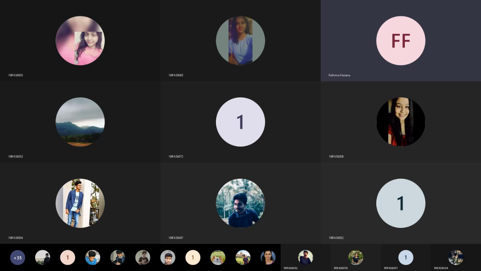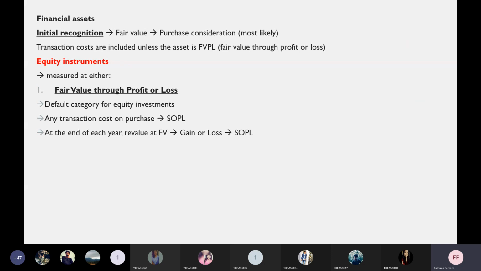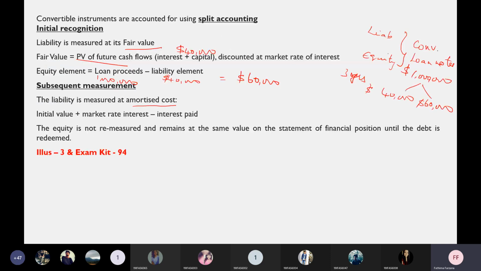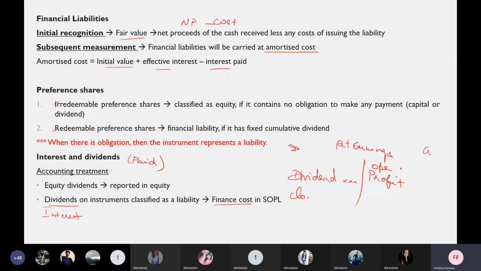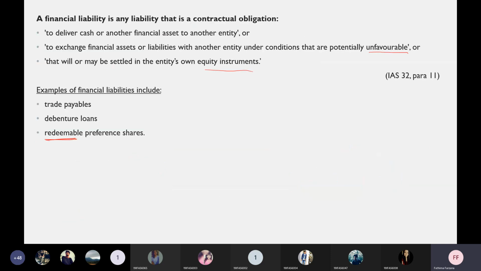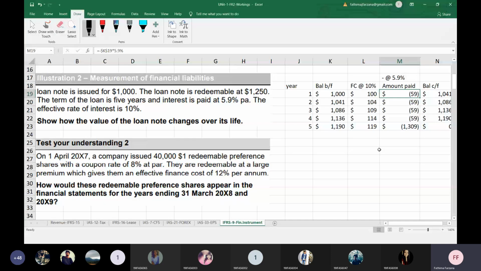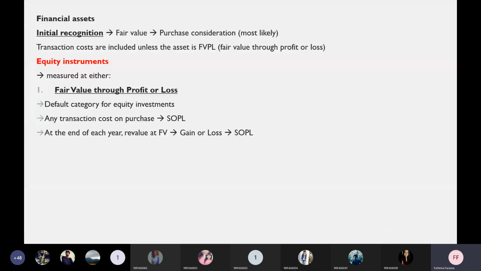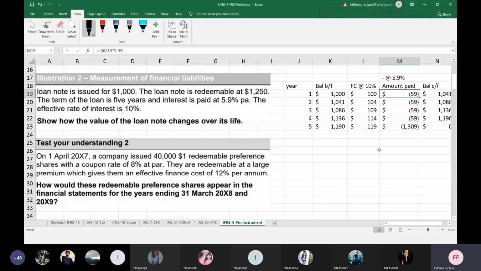So in the PPT, meanwhile, we were discussing subsequent measurement of convertible instruments, correct? And we should start with financial assets. Okay, fine. First, we'll finish convertible instruments or compound instruments, then the financial liabilities part. Those calculations we'll finish, and then we go to this one. What is that? Financial assets, how we are going to do. So financial liabilities and convertible we are going to see now.